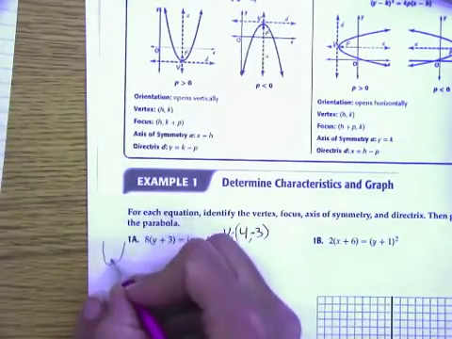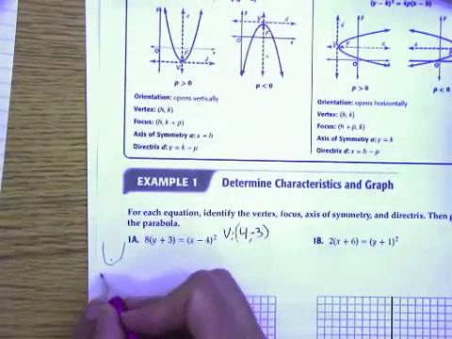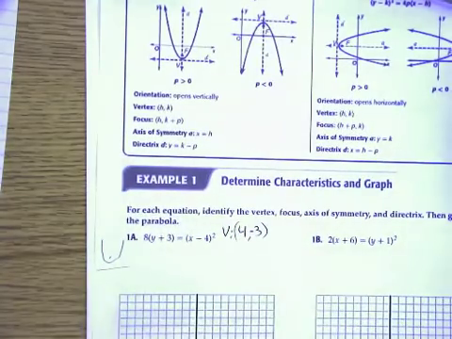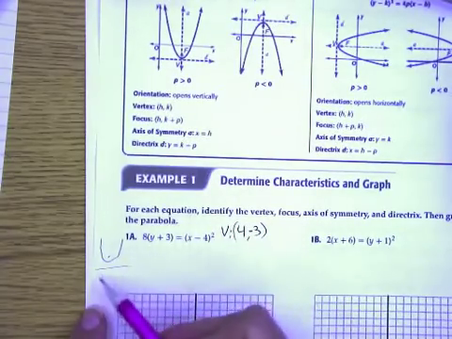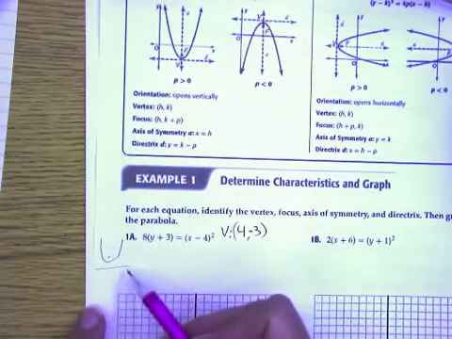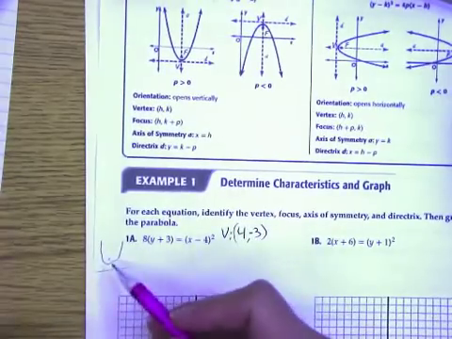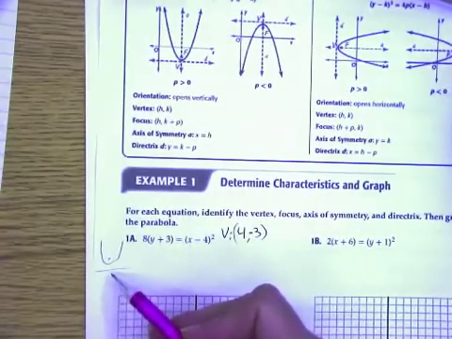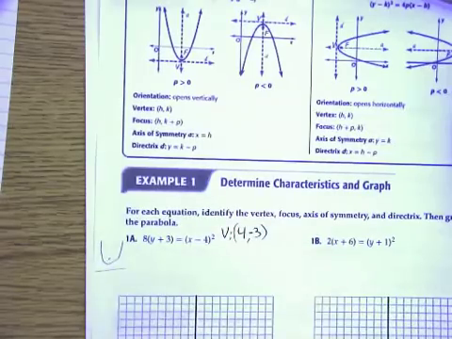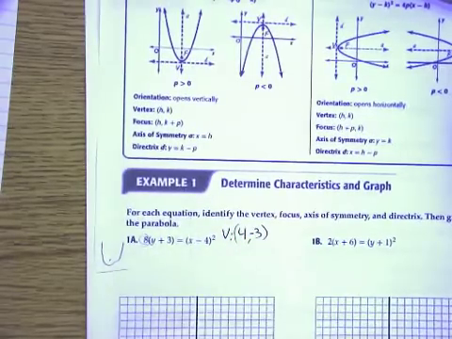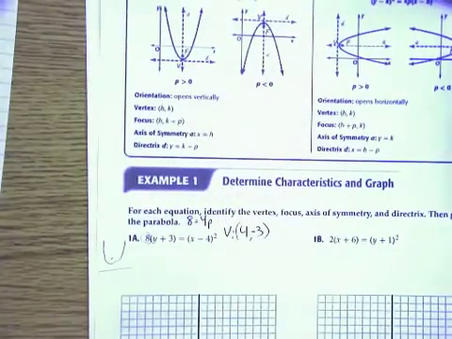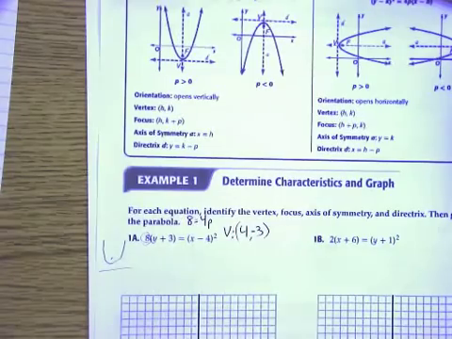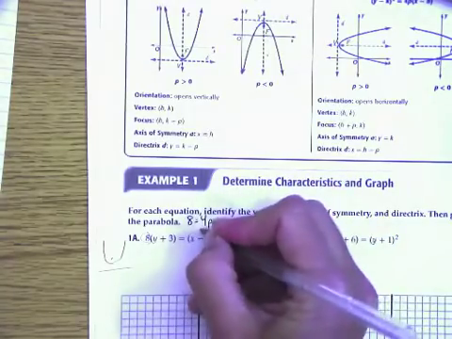My focus is always inside of the parabola, and the directrix is always kind of outside of it. So right away, I know that my directrix is a horizontal line, meaning its equation is going to be y equals a number. Well, let's figure out how far away the focus and the directrix are from the vertex. That's given to us by this number. 8 equals 4p. And p is the distance from the vertex to the focus and the directrix. So that means p is 2.